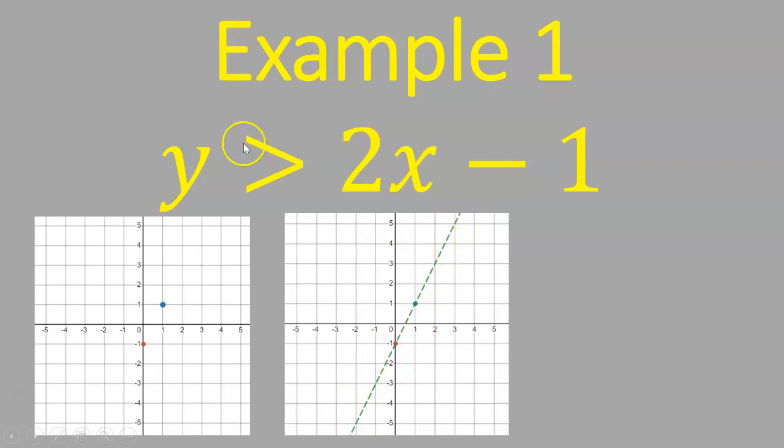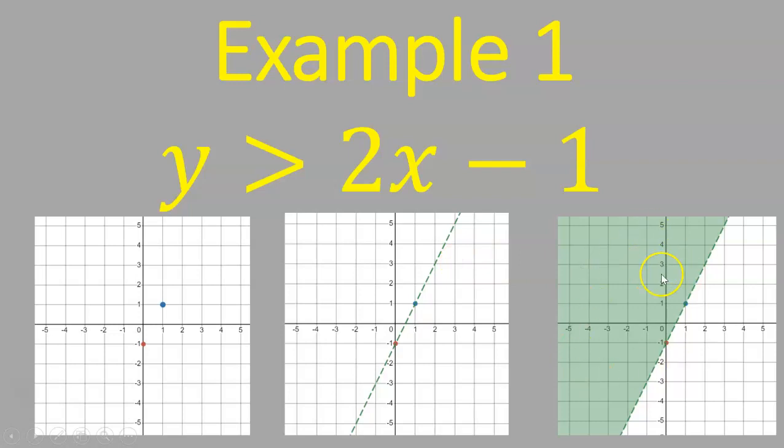Now, the reason it's dashed is because of this greater than symbol right here. It's not underlined. If it were underlined, you would make it solid. Okay, so we connect with a dashed line. Now, the reason for that we'll see for our shading. We're going to shade actually this way.